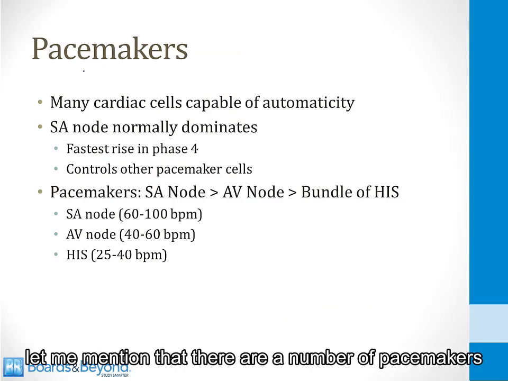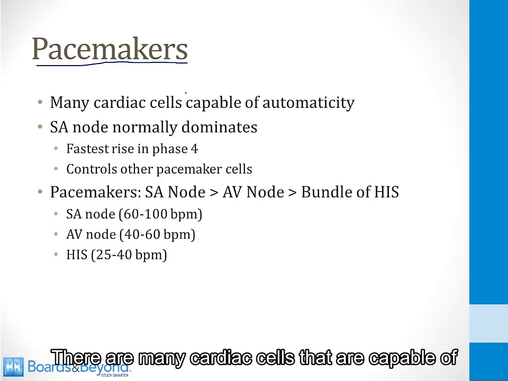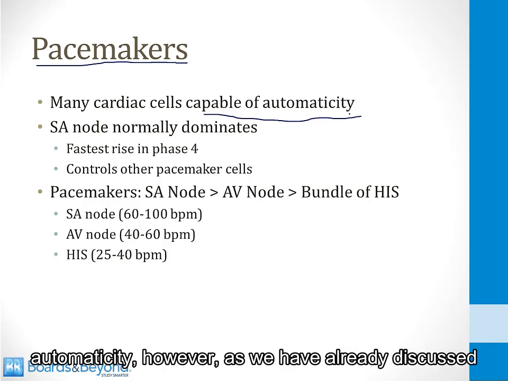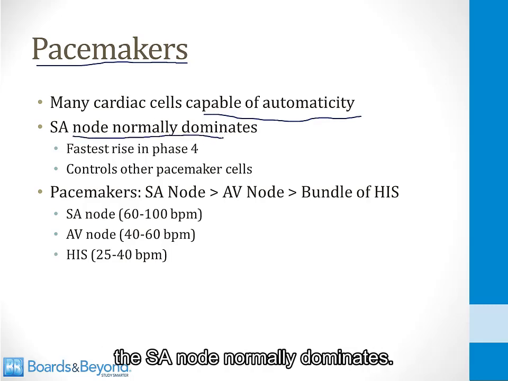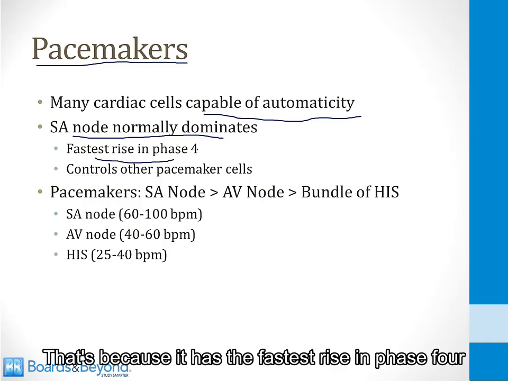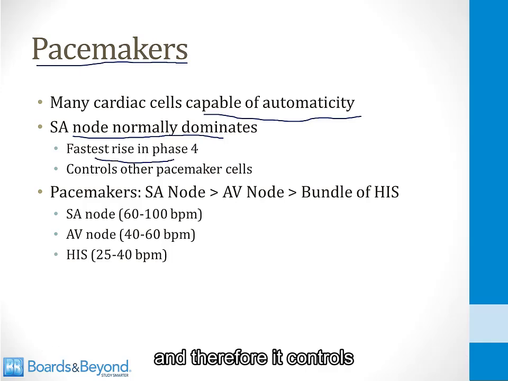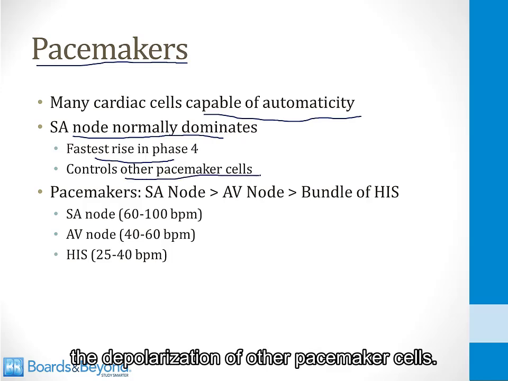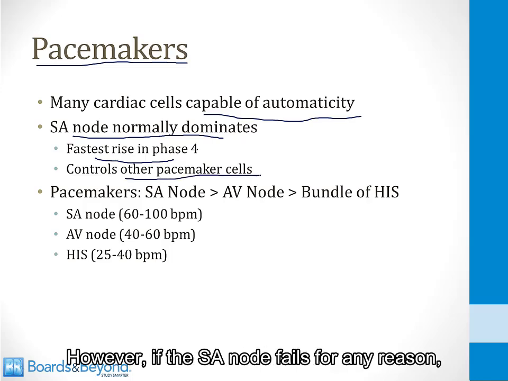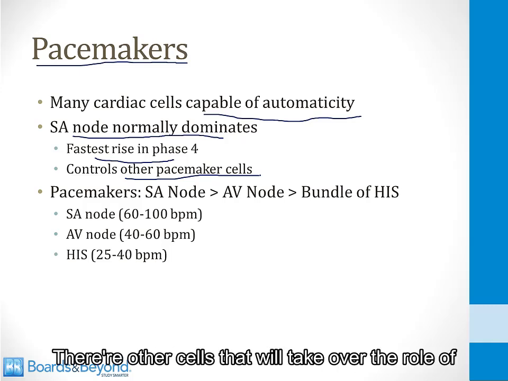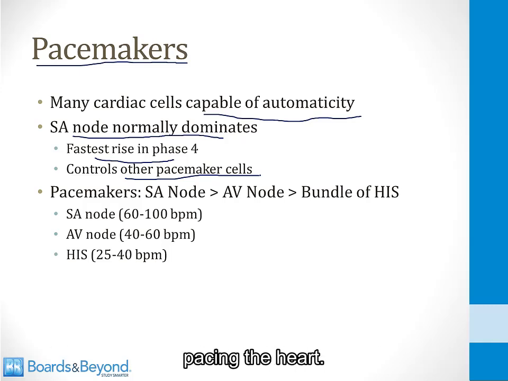And then finally, let me mention that there are a number of pacemakers in the heart other than the SA node. There are many cardiac cells that are capable of automaticity. However, as we have already discussed, the SA node normally dominates. That's because it has the fastest rise in phase 4, and therefore it controls the depolarization of other pacemaker cells. However, if the SA node fails for any reason, your heart will not stop. There are other cells that will take over the role of pacing the heart.